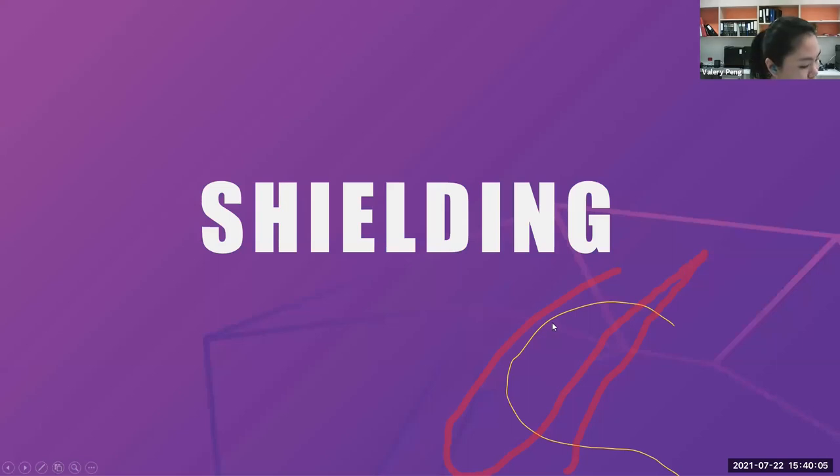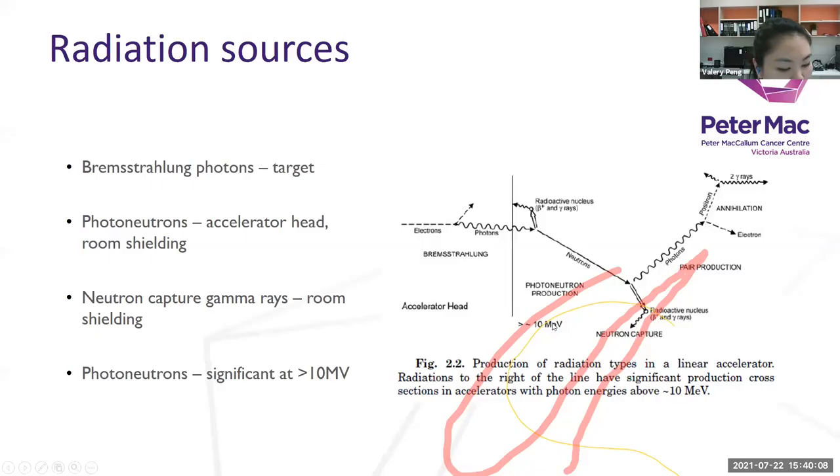So next we have shielding. And shielding is meant to provide a shield against the radiation. So the types of radiation sources we're trying to shield are mainly bremsstrahlung photons from the target, and also photoneutrons, which occur when the primary photons have energies above the neutron binding energy. For most nuclides, this energy is about 8 MeV, but it only really starts to become significant if the energy is more than 10.